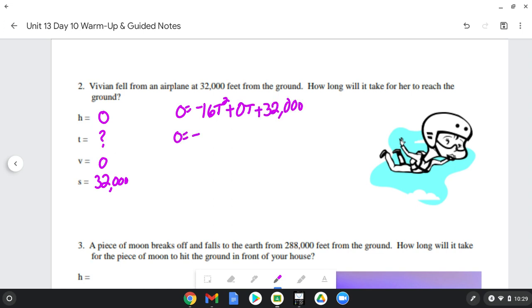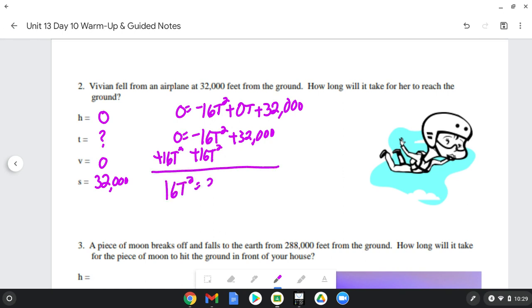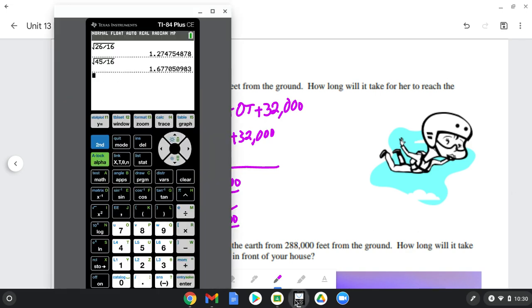It's kind of a morbid problem. 0 equals negative 16t squared plus 32,000. We move the 16t squared to the other side. So now we'd have 16t squared on the left, 32,000 on the right. We divide by 16. We leave it as a fraction. And then in the end, that's exactly what we put into our calculator. So let's see how long it would take to hit the ground from way up there.